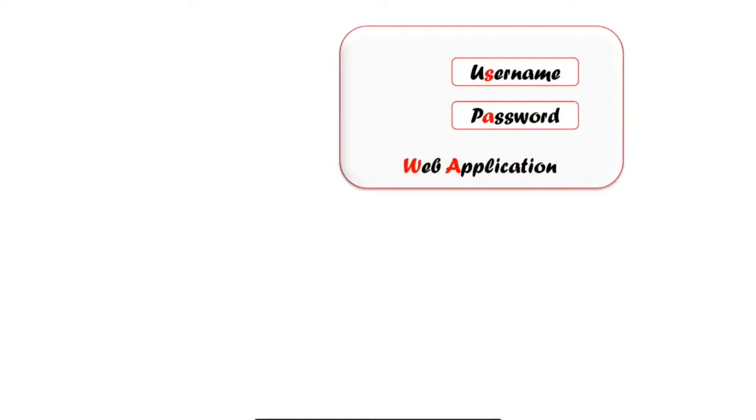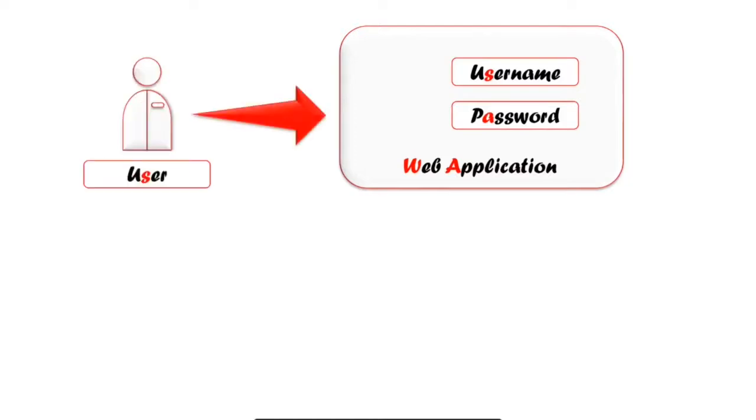Suppose you own a web application and it has a username and password field in it. If a user wants to have access to the web application, you should provide valid credentials. Valid credentials in the sense a username and password. If the credentials provided by the user are valid, then the web application gives access to the user. This is pretty much a common scenario and most of you might know it.